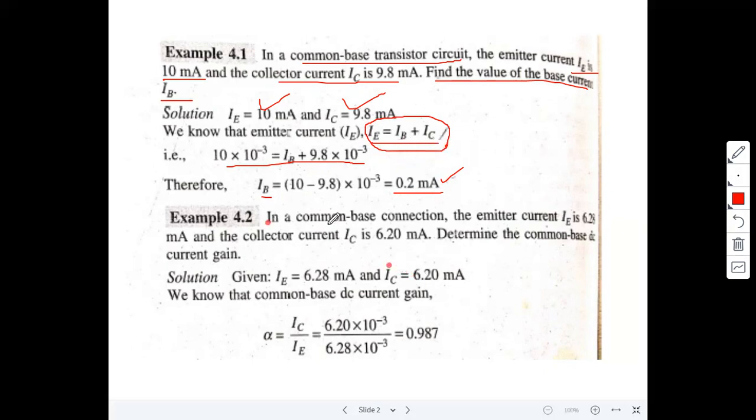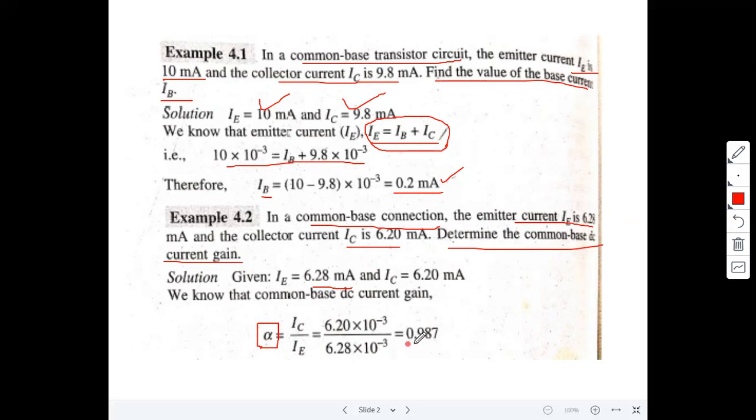Let's come to the second problem. Same CB connection. Given IE is equal to 6.28 milliamperes and IC is equal to 6.20 milliamperes. Determine the common base DC current gain. What is the common base DC current gain? Alpha. Alpha is equal to output current by input current. In CB configuration, output current is IC and input current is IE.